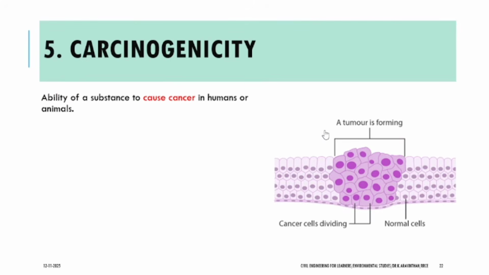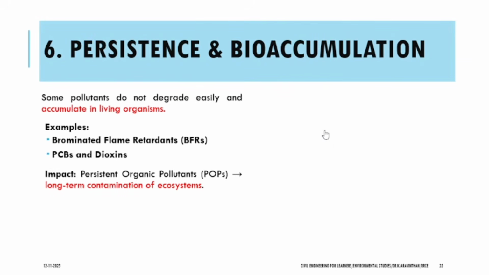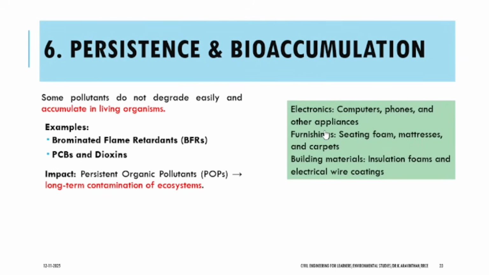Next thing is carcinogenicity, where the organs will get cancer. So what are the elements? Chromium, nickel, beryllium and PCBs. These are the chemicals. If you get contact with them, you can be affected with these kinds of cancers. Next thing is bioaccumulation, which I have told you.